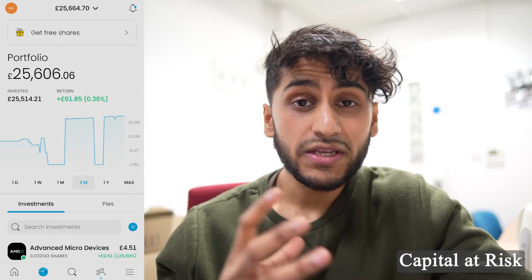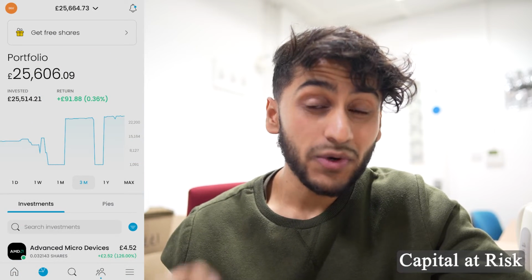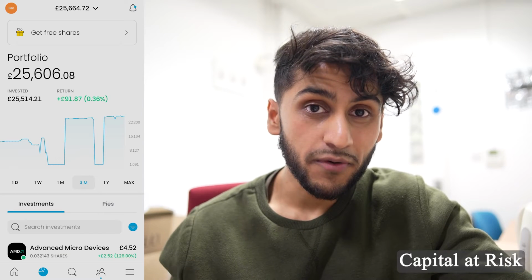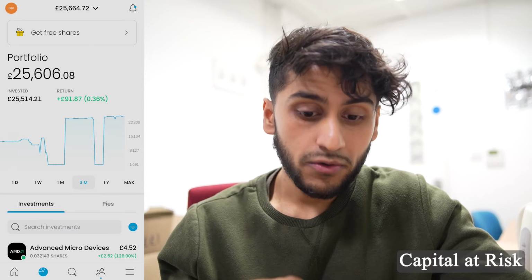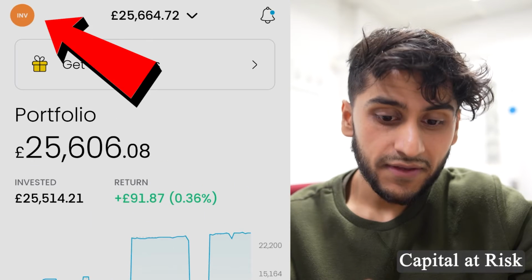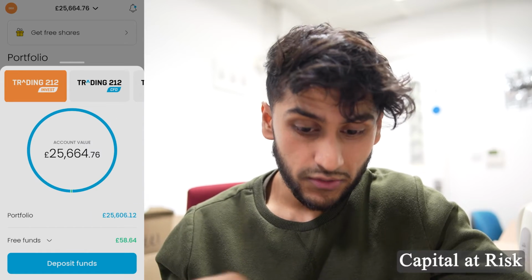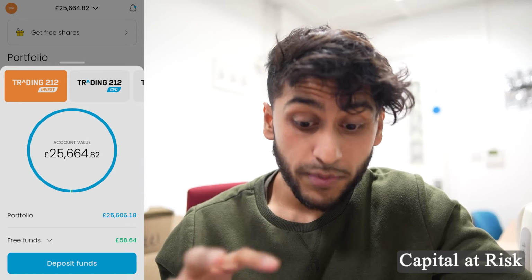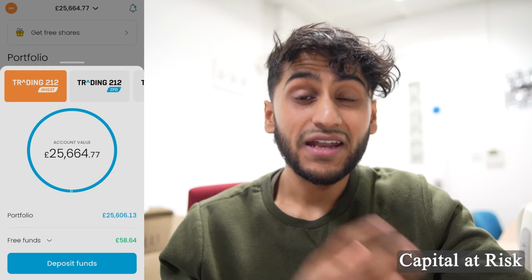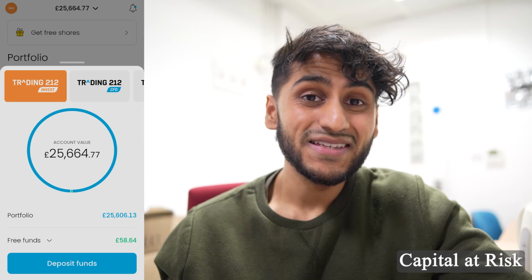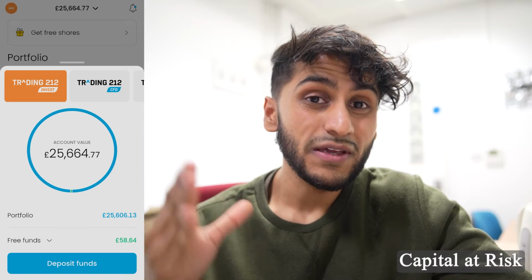Now, here is my Trading 212 account, and as you can see, when I log in, you can see the balance of my portfolio. If we go to the top left corner, you can see there's a button called INV. When we press that, you can see the type of account we are on with Trading 212. As you can see, by default, it always opens to the Trading 212 Invest account.